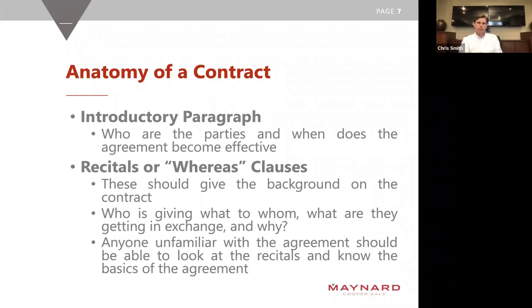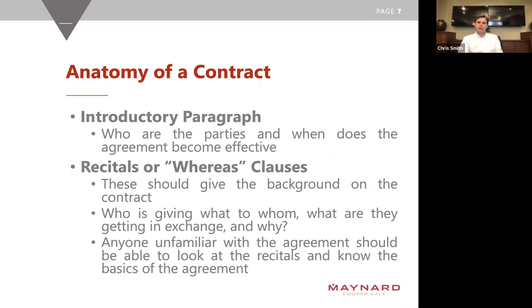And then you will see normally a recitals or whereas clause. These should give the background on the contract, who is giving what to whom, what are they getting in exchange, and why are they doing that. Anyone unfamiliar with the agreement should be able to look at the recitals and know the basics of the agreement.